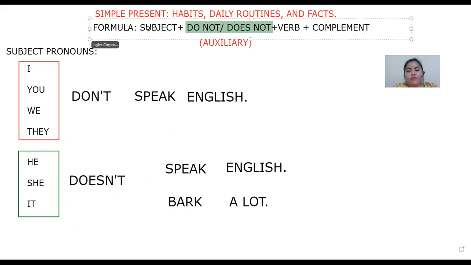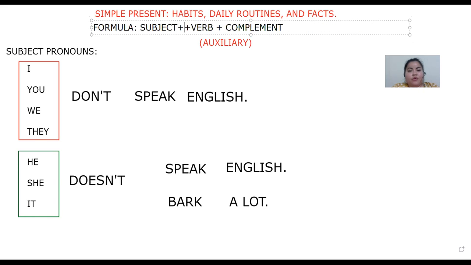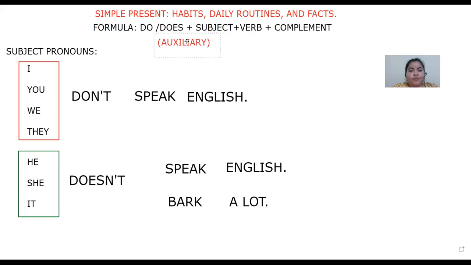Hagamos las preguntas, ok? For the questions, what are we going to use? We're going to use the following, ok? The formula is going to change. What are we going to do with the formula now? We're going to have the subject, right? But at the beginning, we're going to have the auxiliaries, right? In this case, the auxiliaries are going to be in an affirmative form. So the formula of the question is going to be the auxiliary plus subject plus verb plus complement plus question mark. El auxiliar más el sujeto más el verbo más el complemento. That is going to be the formula for the questions.